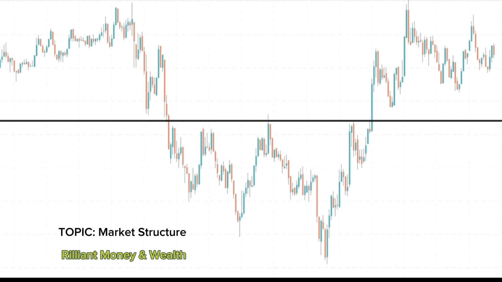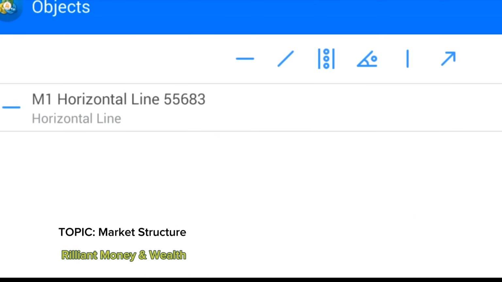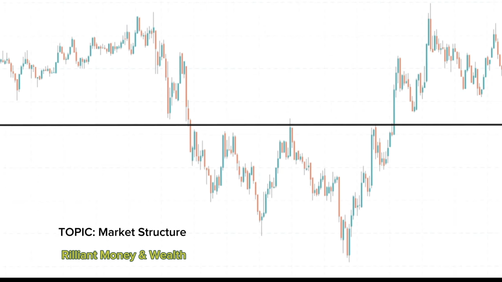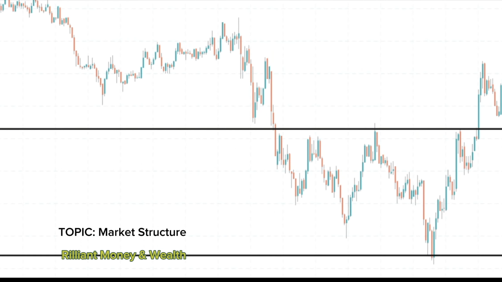So from here to here, this part we can say it is ranging. For example, it is like following a certain rule, like it is going up down, up down, up down. So these are ranging markets.